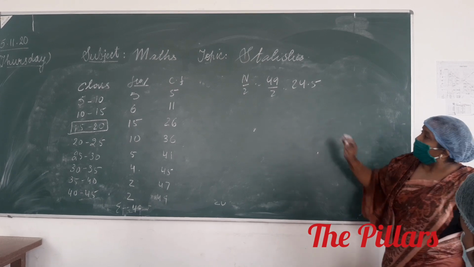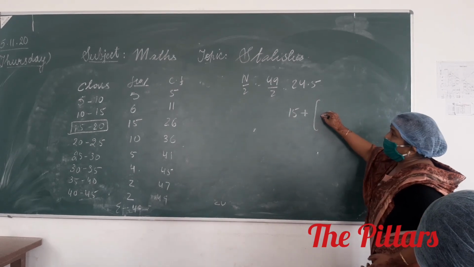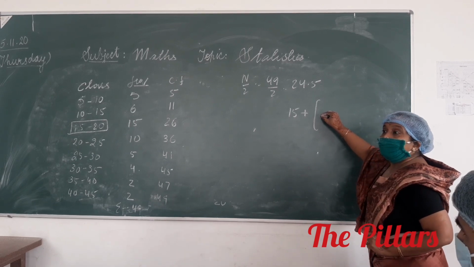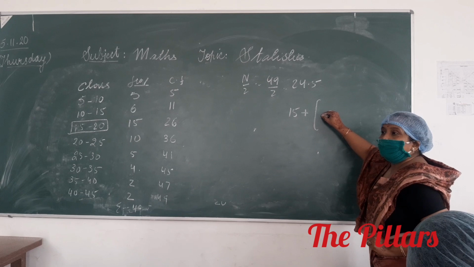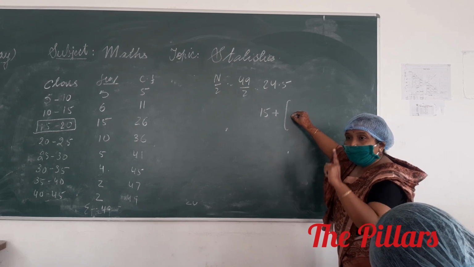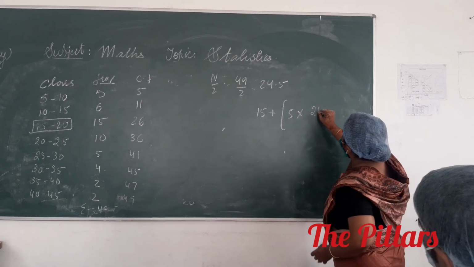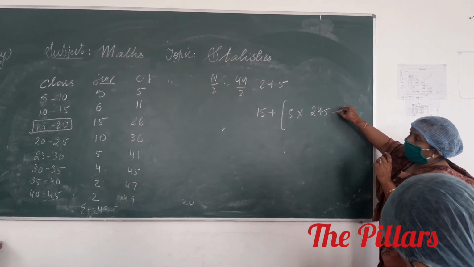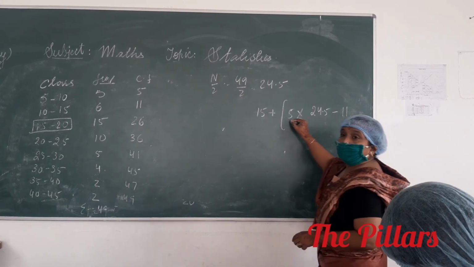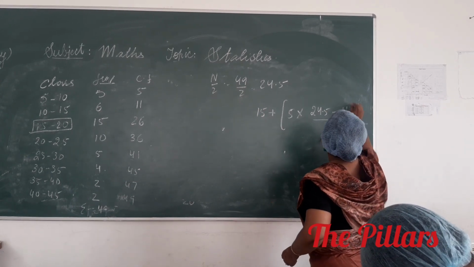So, L, what is the lower limit for this? 50 plus, how much is H? What is the meaning of H, beta? Class size. How will you find class size? 5 into N by 2 is what? 24.5. What is CF? 26. Preceding class, no? 11, preceding class, upon F. What is the frequency of this class? 15. You need to solve it.